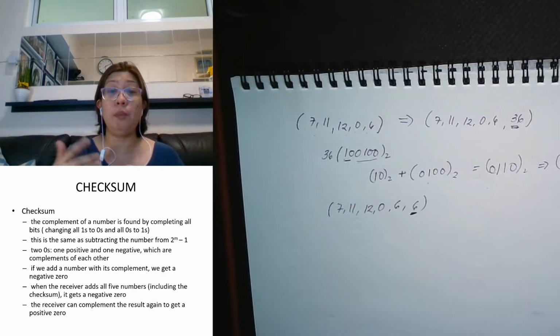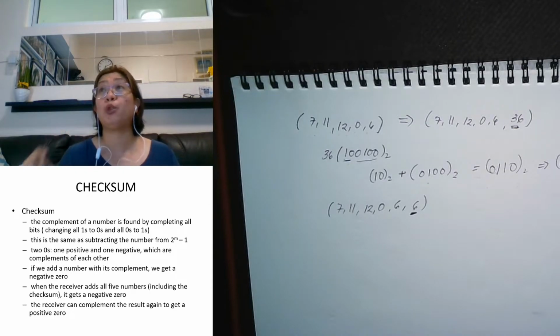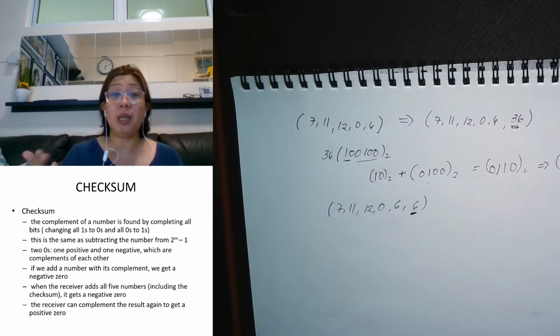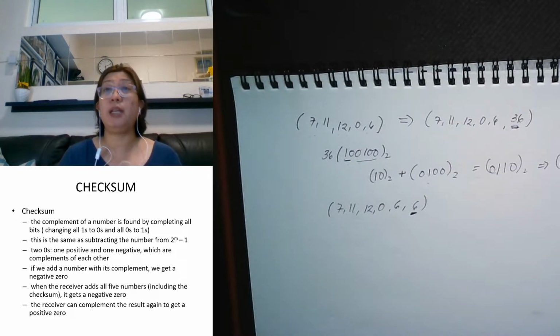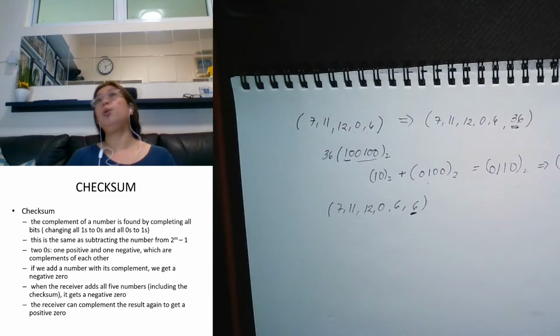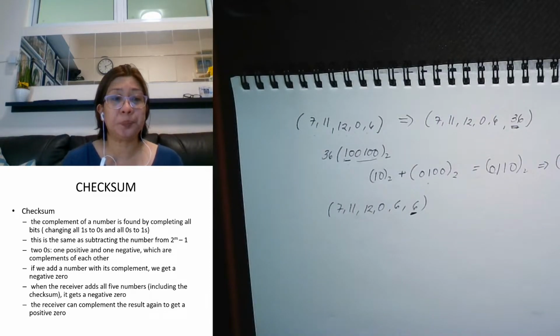So what do we mean by all bits set to 1? This is the same as 2 raised to m minus 1. That is what we mean by the positive and the negative 0. If we add a number with its complement, we get a negative 0.